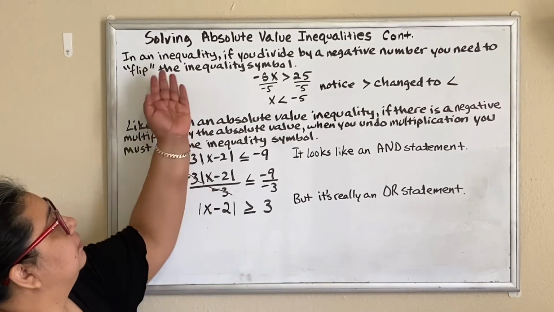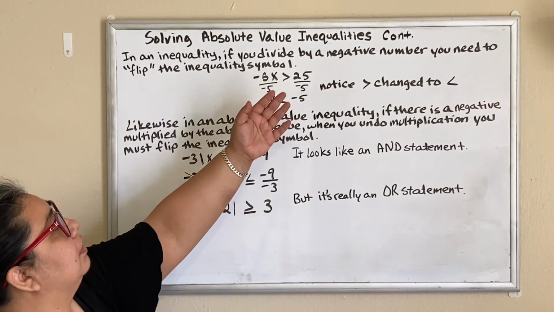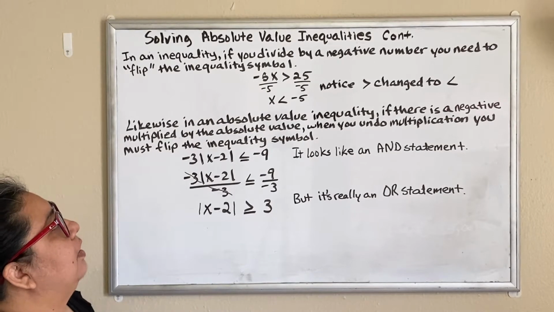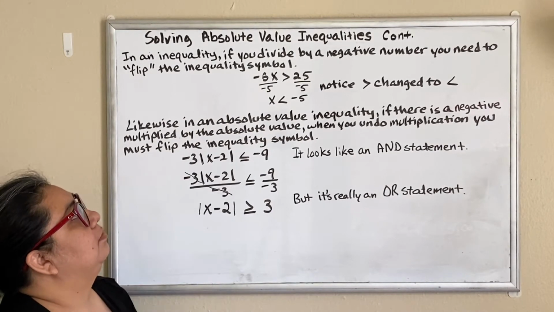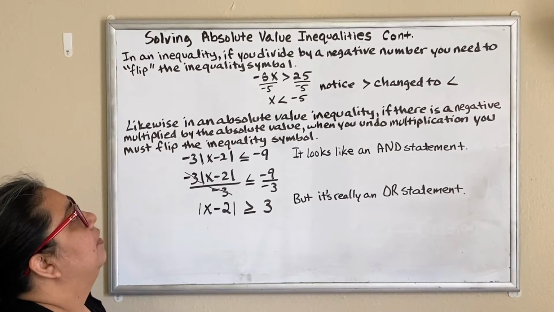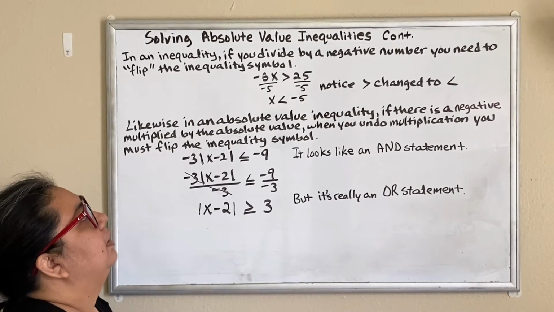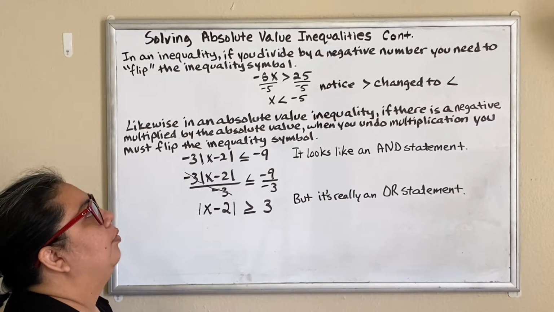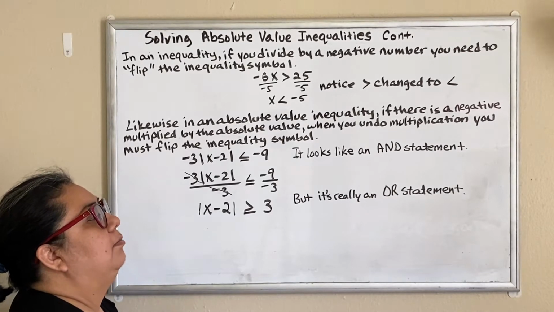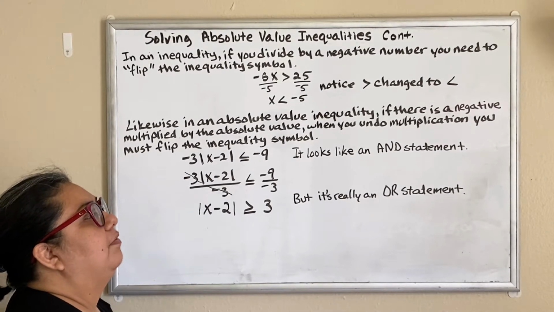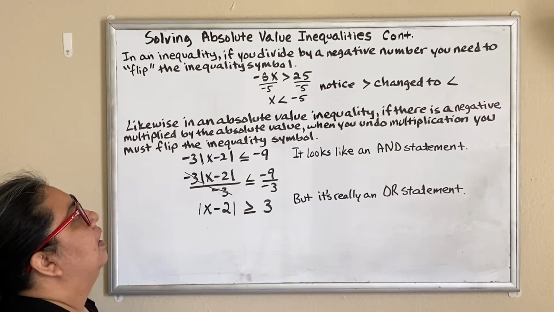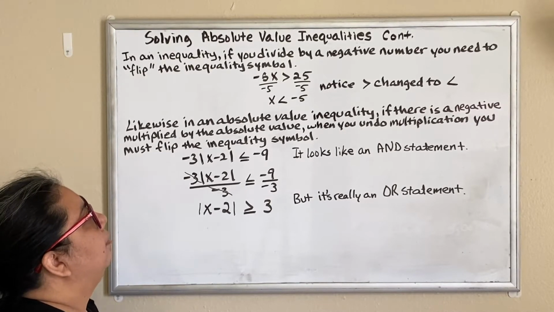Continue our lesson on solving absolute value inequalities. So yesterday we talked about the basics of solving absolute value inequalities, how we need to determine whether we have an and statement or an or statement. And sometimes we won't know whether we have an and or an or statement until after we finish simplifying a little bit, because your inequality symbol might flip.